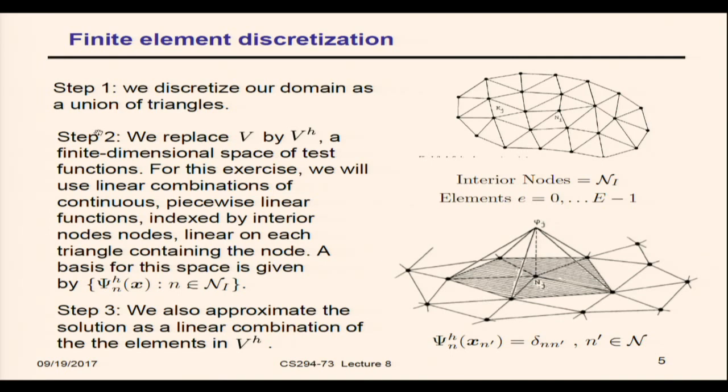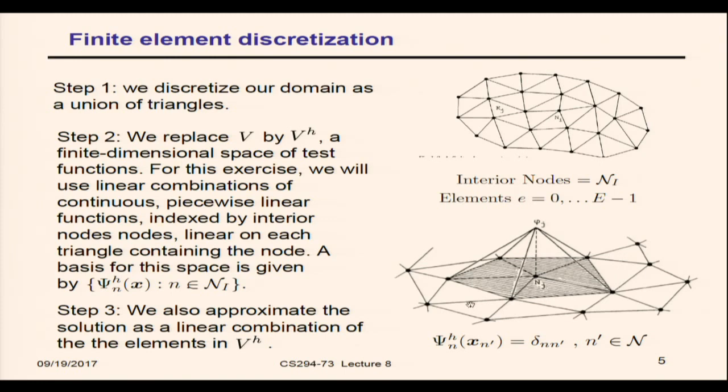Now we discretize space. Now the next thing we do is we discretize our test function space. We replace V by VH, a finite dimensional space of test functions. For this exercise, we're going to use linear combinations of continuous piecewise linear functions indexed by the interior nodes and linear on each triangle containing a node. So there's a lot of words, but here's a picture. For each node in the interior, ones that are not on the boundary, we define a test function. It's 1 at that node, it is 0 on all the other nodes, and it's linear on every triangle.